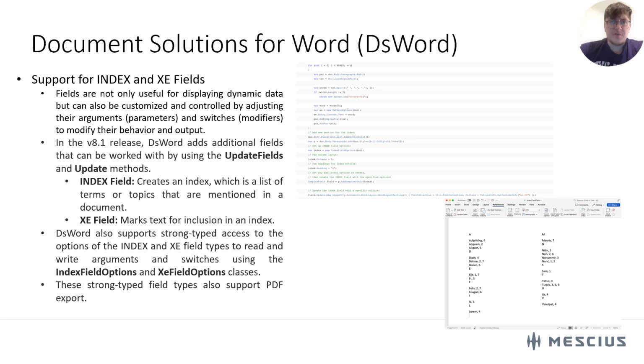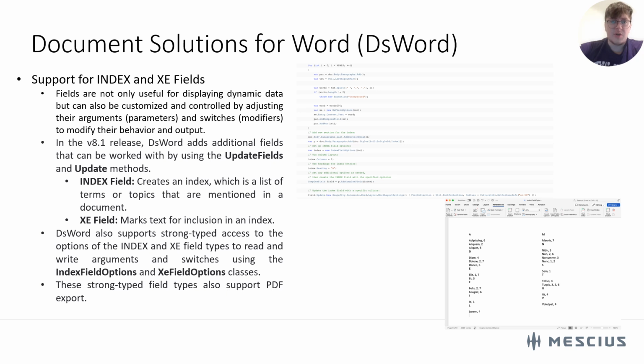In Document Solutions for Word, we've added support for two new fields, the index field and the XE field. The index field is used, as the name suggests, to create an index of terms or topics that are mentioned within the document. The XE field is used to mark text for inclusion into an index. These fields can be utilized through the update fields and update methods.